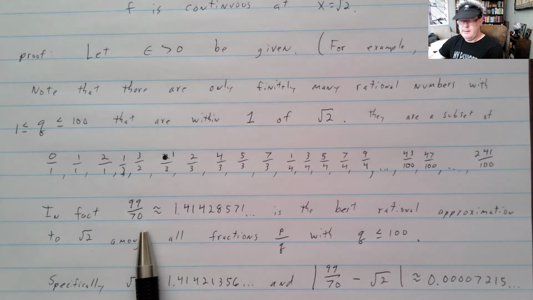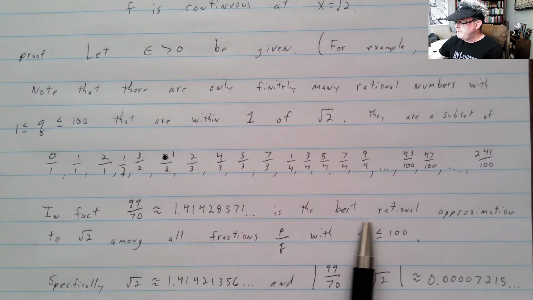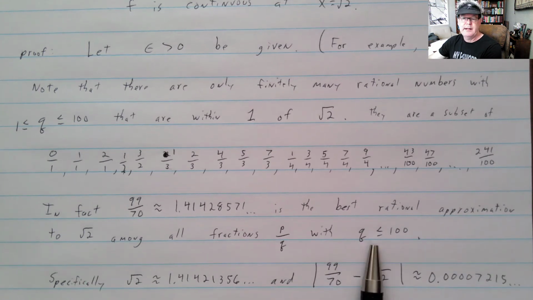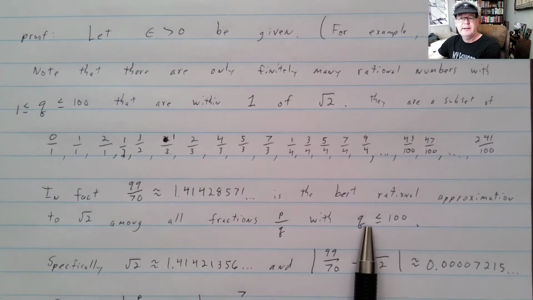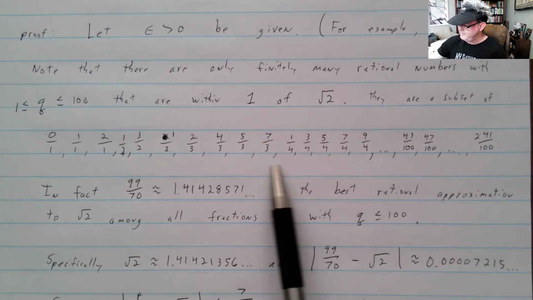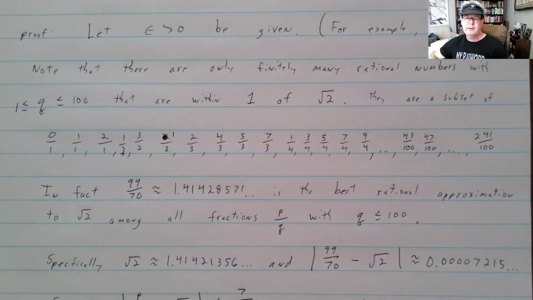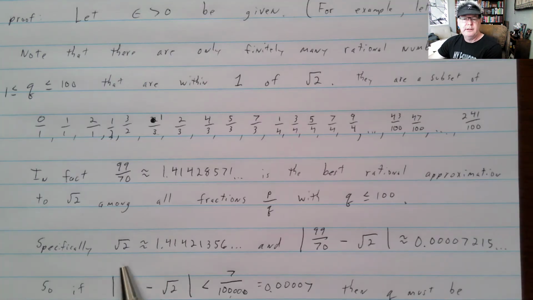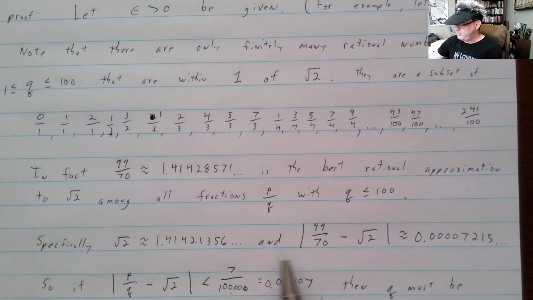Anyway, here's 99 over 70's decimal approximation. So that's the best rational approximation of root 2 among all fractions whose denominator is less than or equal to 100. If you were to compare them, obviously some of these are really far. Going 1 away is quite a bit. So if I look at how far away 99 over 70 is from root 2, there's the decimal approximation for both. You can use a calculator. So it's roughly that far away from root 2.